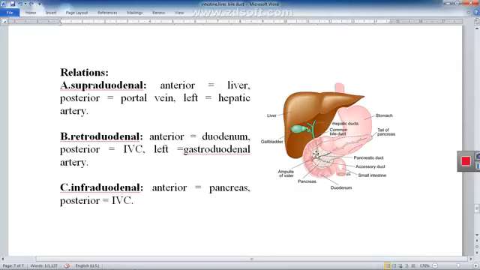The infraduodenal part is surrounded by the head of the pancreas, so it is anteriorly related to the pancreas, while posteriorly it is related to the inferior vena cava.